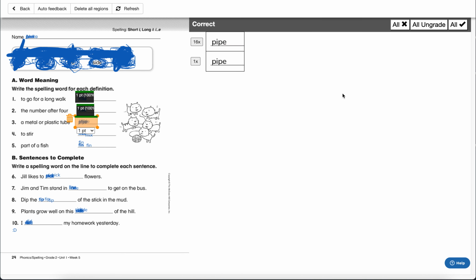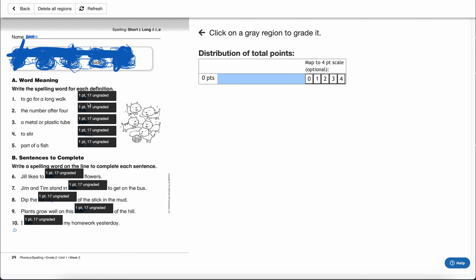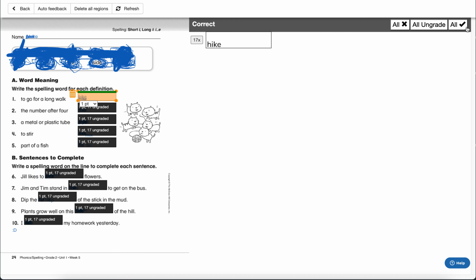Again, all correct. Now there is a shortcut. If you don't want to draw all of these boxes by hand, what you can do is click this thing that says make regions automatically, and Skies will try to figure out what regions it should be grading. So click, say all okay, click the next region, say all okay. There's even a shortcut on top of that. You can click tab or shift tab to go between regions and grade.